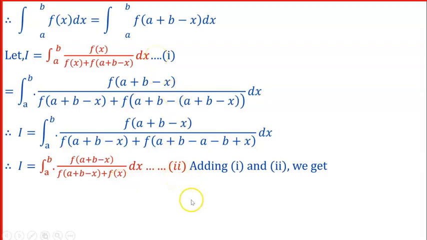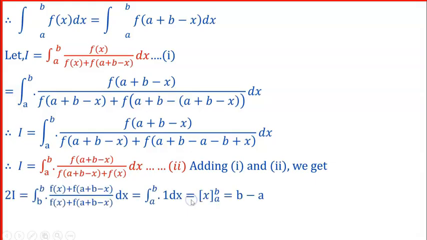Now adding this 1 and 2, both of them have the same denominator. Therefore, you will get f of x in the numerator plus f of a plus b minus x, and the denominators are the same. Therefore numerator and denominator get cancelled. You will get the integral from a to b of 1 dx.